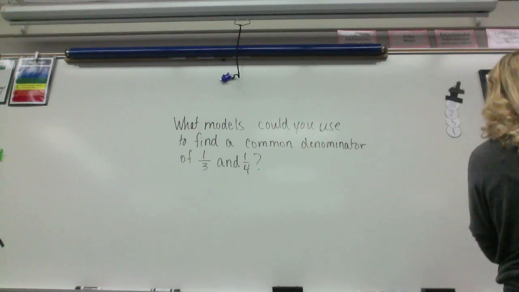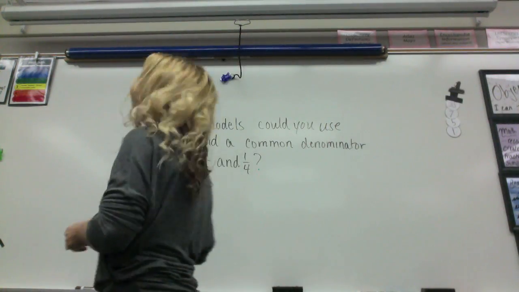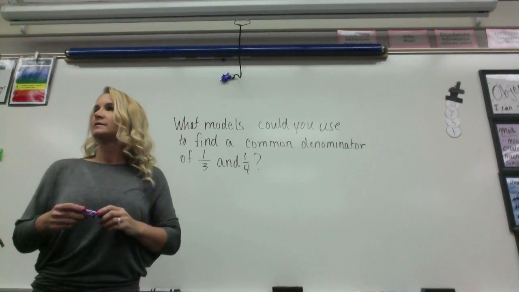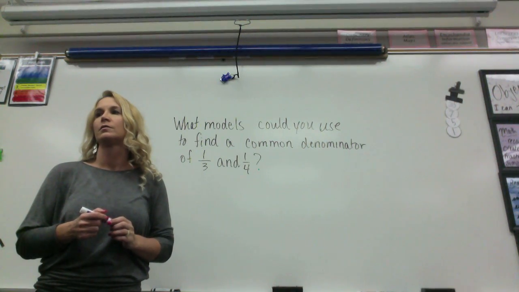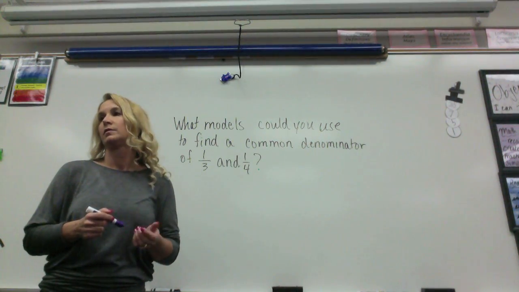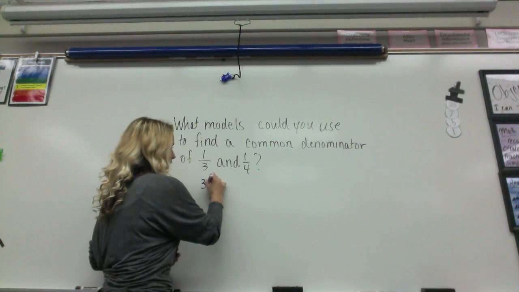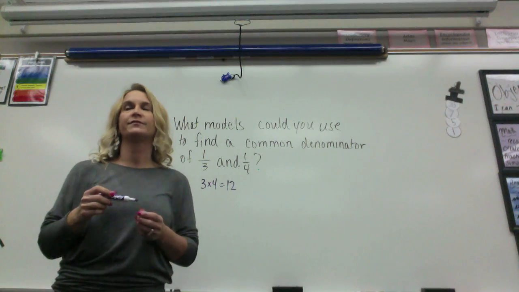All right, who would like to share a model you could use to find a common denominator of 1/3 and 1/4? Let's see. Tony, what did you put? Because the denominators are 3 and 4, you can just do 3 times 4 and that equals 12. So you can do 3 times 4 and you know that you're going to find a common denominator of 12. Okay, who tried a different way?